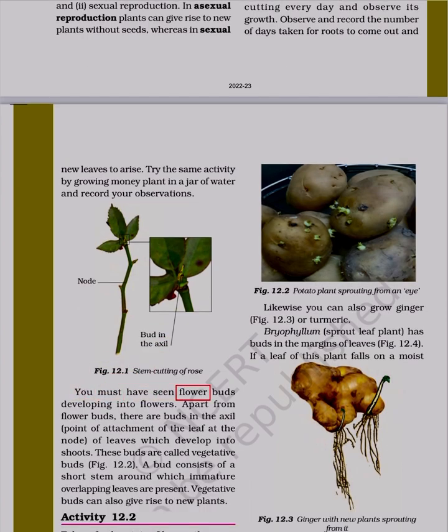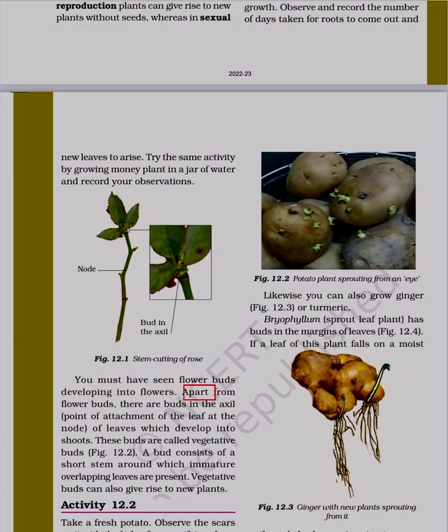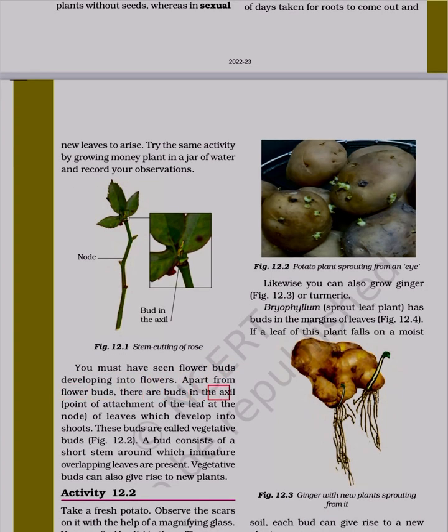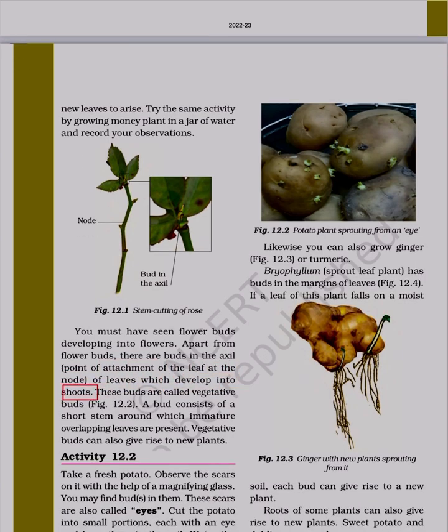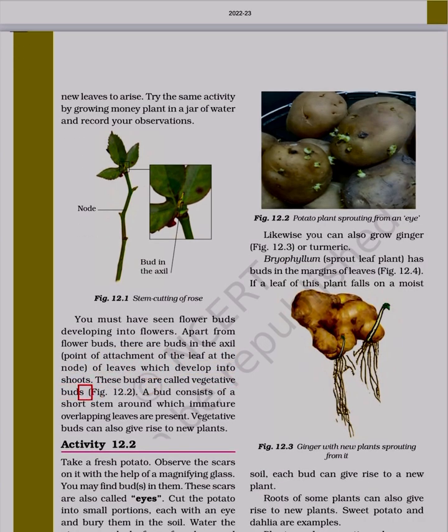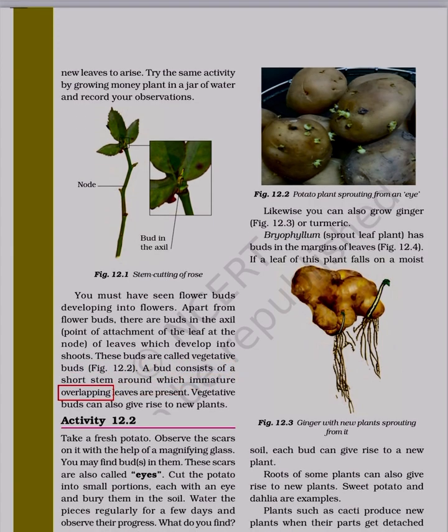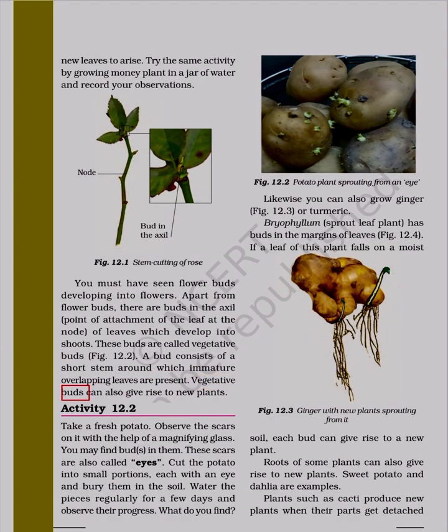You must have seen flower buds developing into flowers. Apart from flower buds, there are buds in the axil, the point of attachment of the leaf at the node of leaves, which develop into shoots. These buds are called vegetative buds. Figure 12.2. A bud consists of a short stem around which immature overlapping leaves are present. Vegetative buds can also give rise to new plants.